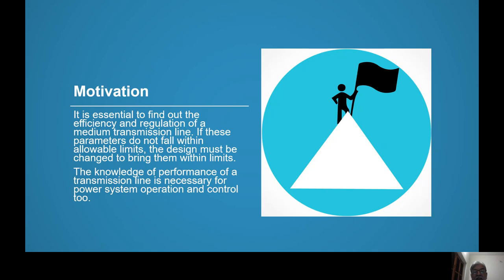So people will decide in advance, before erecting the line, what should be the efficiency and regulation. And standards also talk about efficiency and regulation. And after your design is complete, if you find that this efficiency and regulation are not as per your requirement, you have to change the parameters, you have to change the design, and see to it that the parameters are within limits.